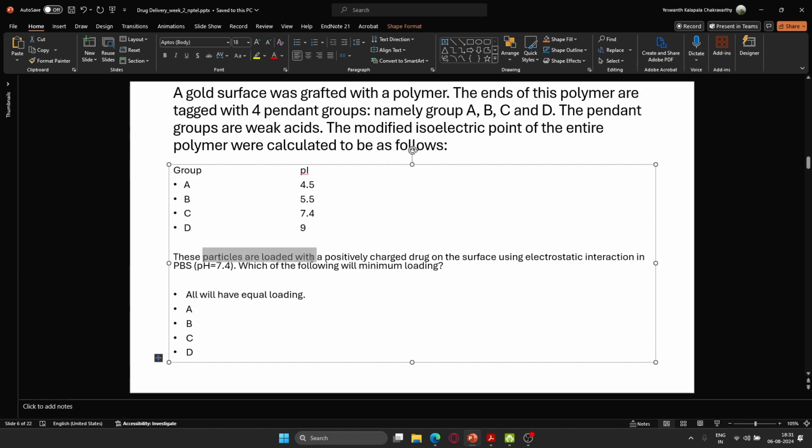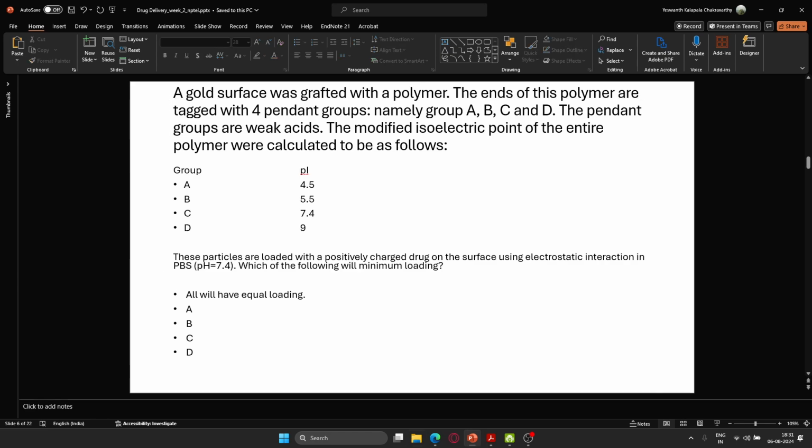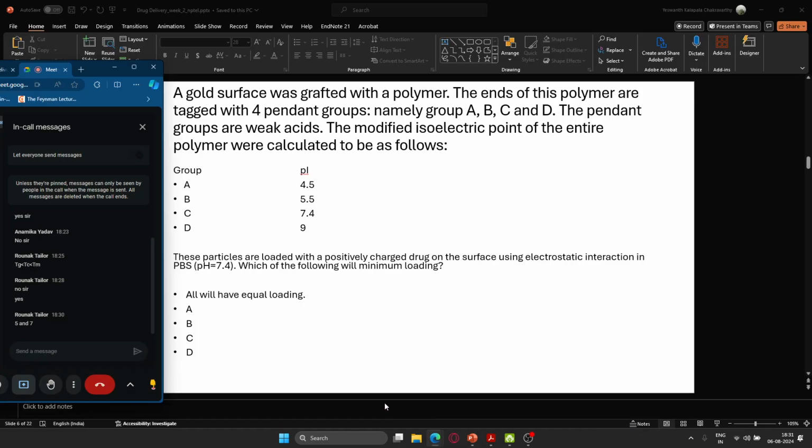These particles are loaded with a positively charged drug on the surface using electrostatic interaction in PBS, pH 7.4. Which of the following will have minimal loading? So, will all these different gold surfaces tagged with different pendant groups have the same loading? Or will A have the minimal loading, B have the minimum loading, C have the minimum loading, or D have the minimum loading? What do you guys think? What is an isoelectric point?